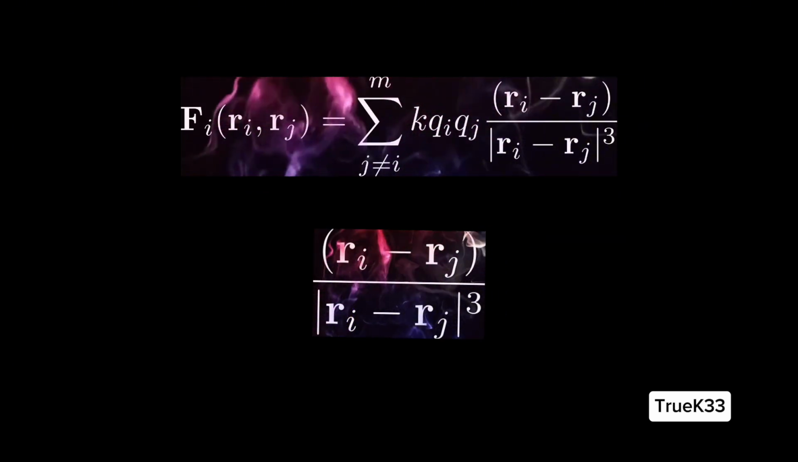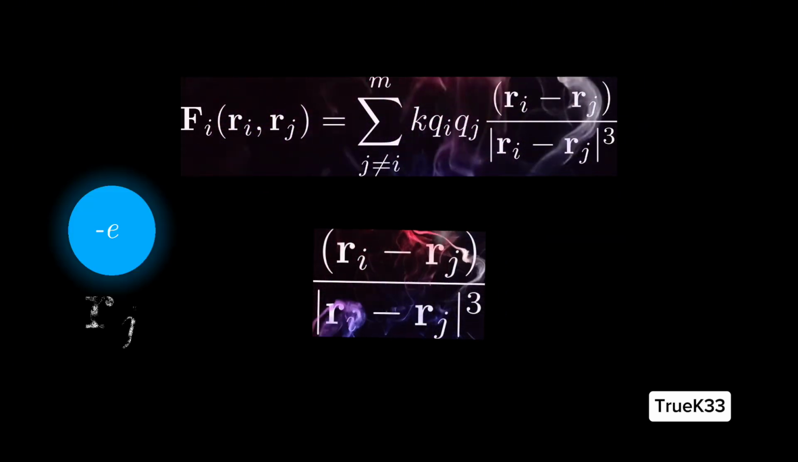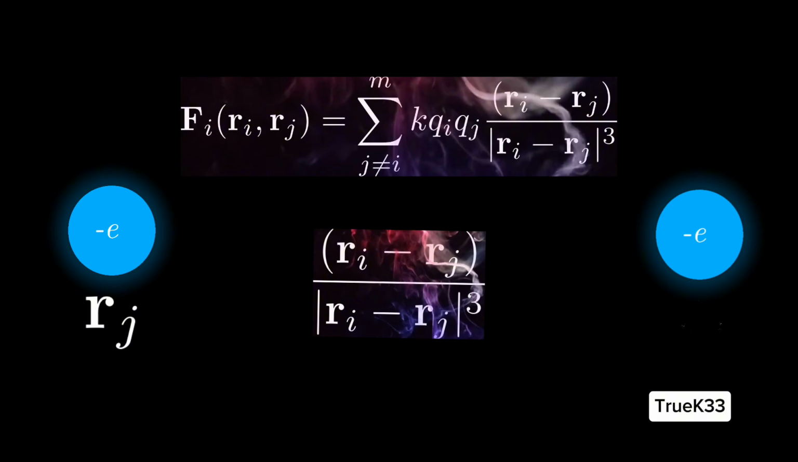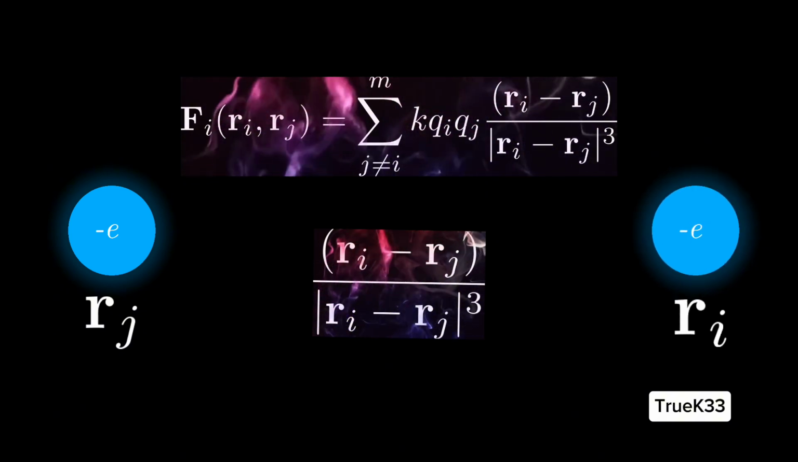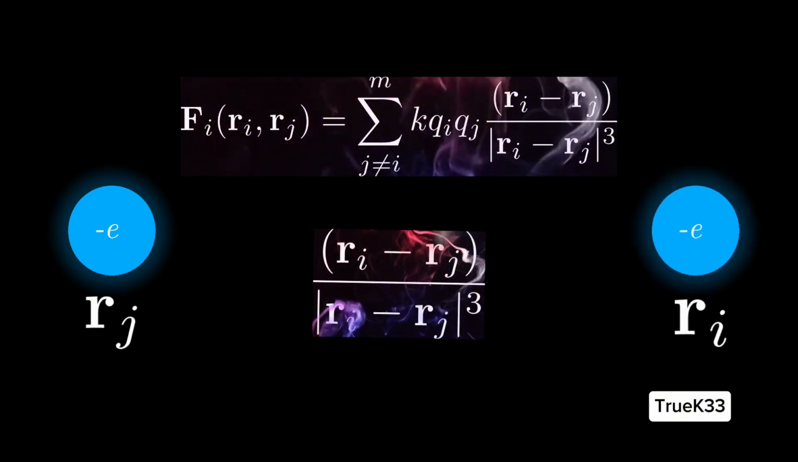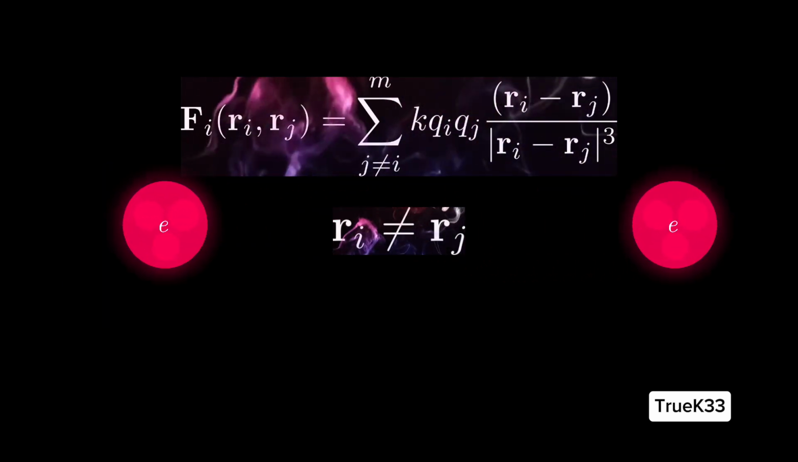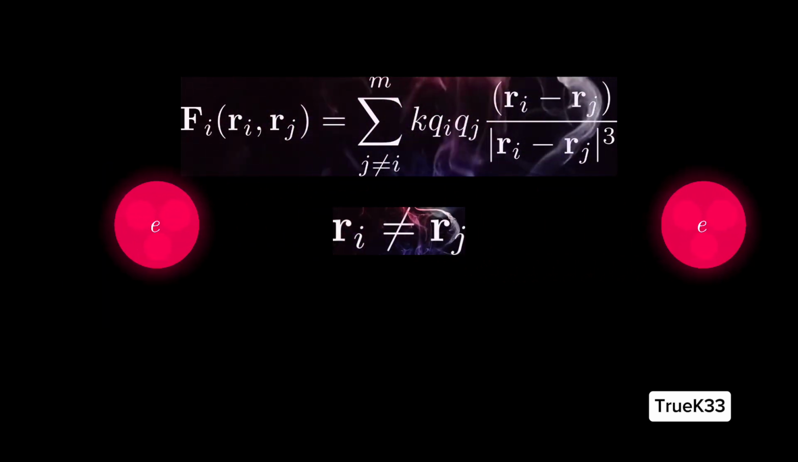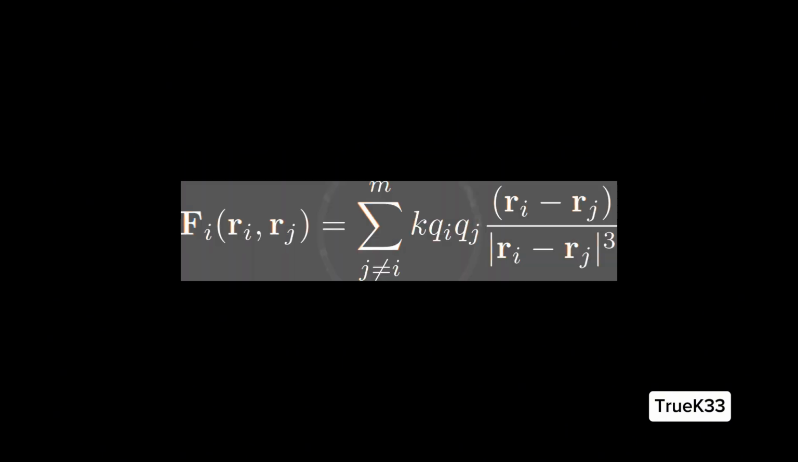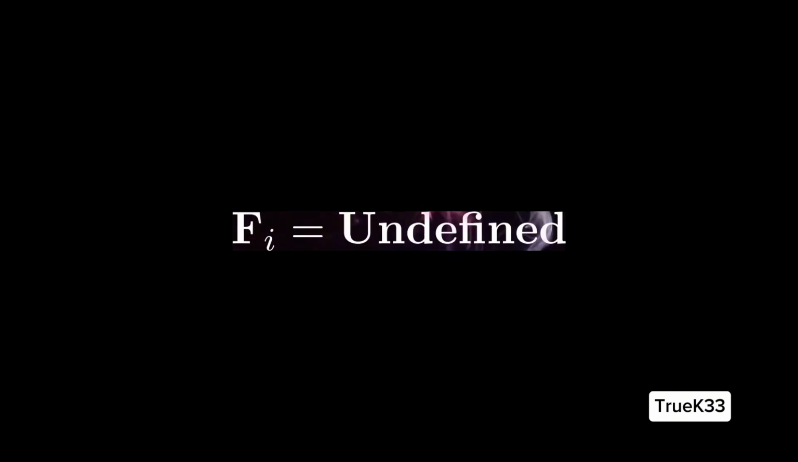Now looking at the fraction with these r_i and r_j. The r_j is the position of the charged object that acts on the i object. That is, the r_i is the position of the object that feels the action. The positions of those two objects must be different by mathematical necessity, because if not, the math breaks and the vector expression is undefined.